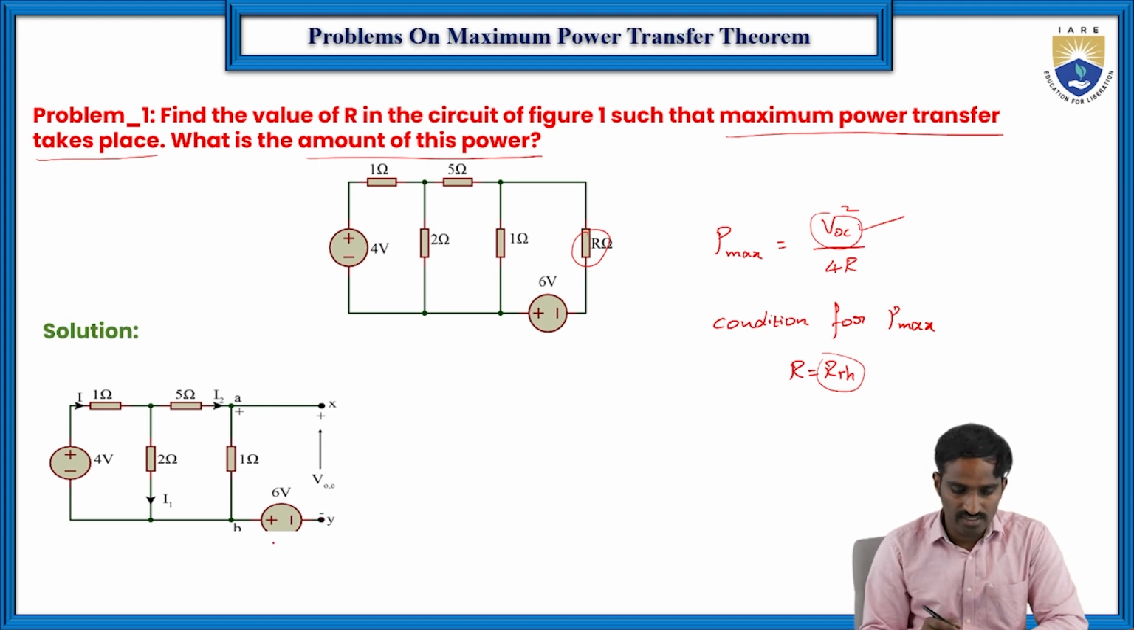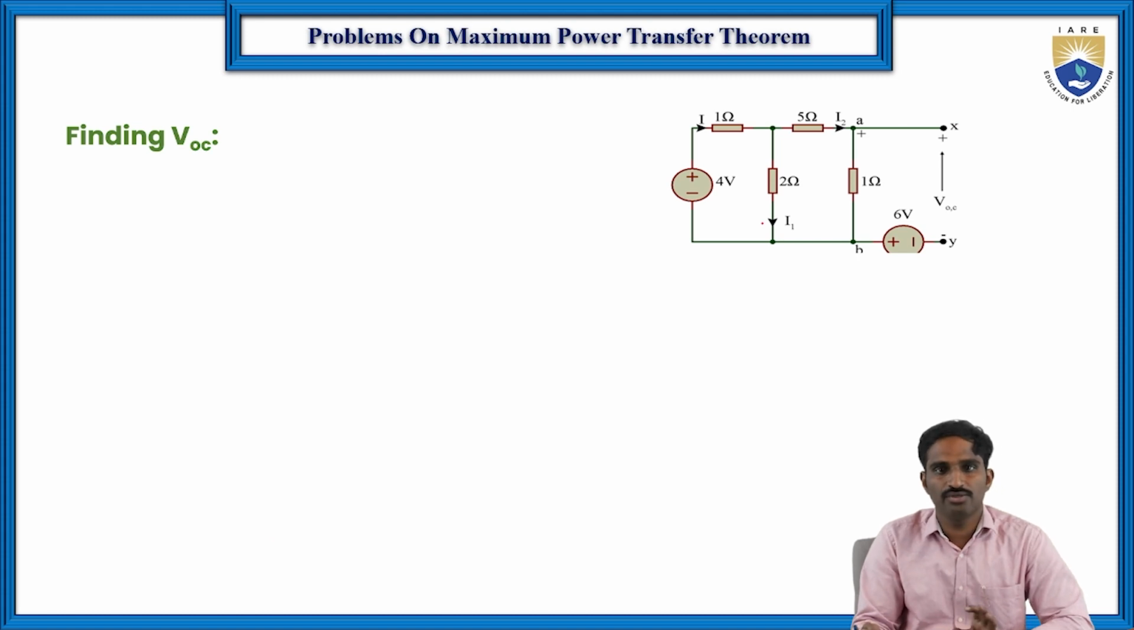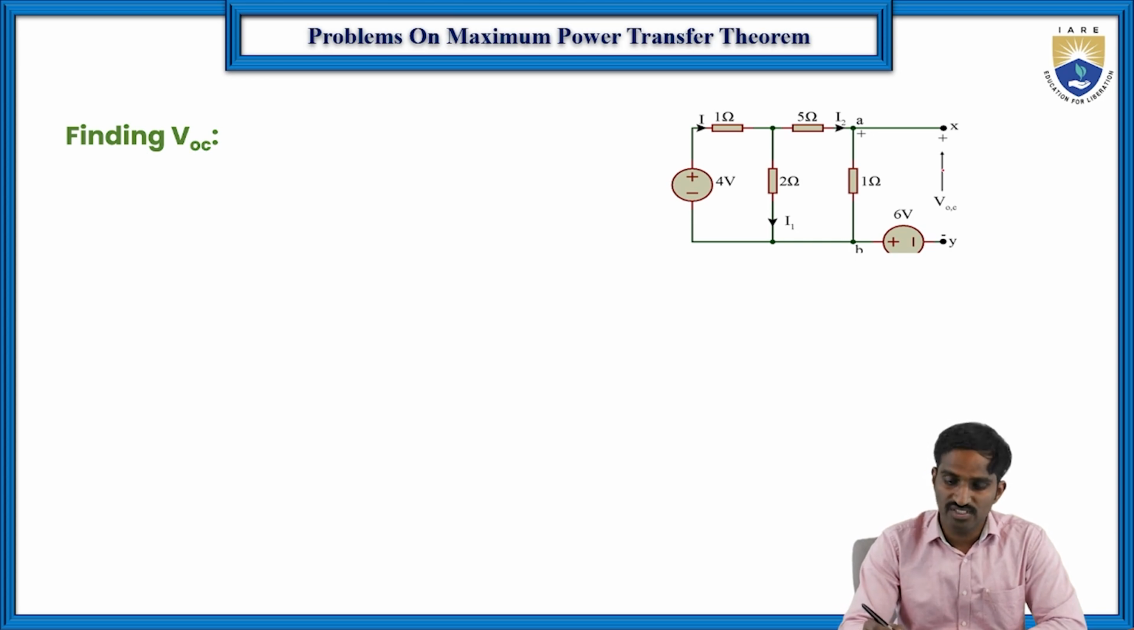And further, this is the circuit to find the open circuit voltage. So here the VOC is nothing but the voltage across the terminals, not A and B exactly, across X and Y. So the voltage across the X and Y terminals is nothing but the voltage drop across the 1 ohm resistor plus the voltage drop here, which is 6 volts. So if you add these two, then we will get the voltage across X and Y, which is VOC.